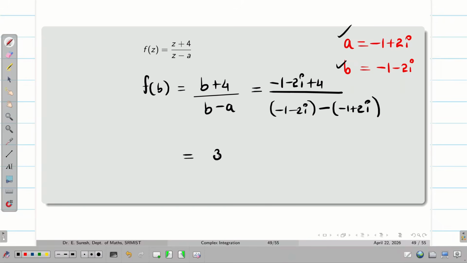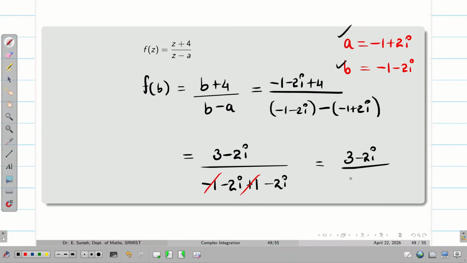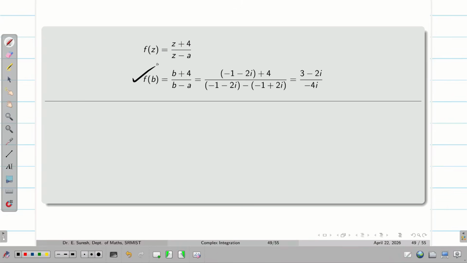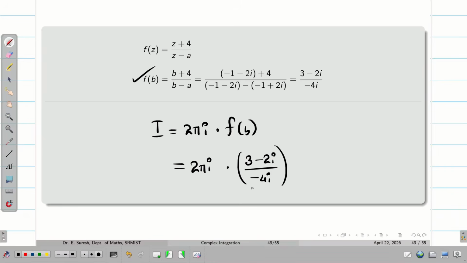4 minus 1 is 3, so 3 minus 2i. In the denominator, minus 1 minus 2i. Multiplying the minus inside we get plus 1 minus 2i. 1 get cancelled. We can rewrite this as 3 minus 2i divided by minus 4i. This is my f of b. Next we have to substitute this f of b in capital I. We know that capital I is 2 pi i into f of b, 2 pi i into 3 minus 2i divided by minus 4i. Now we can cancel this i and 2. So we have minus pi by 2 into 3 minus 2i is my solution.